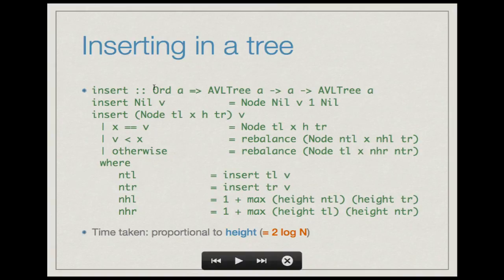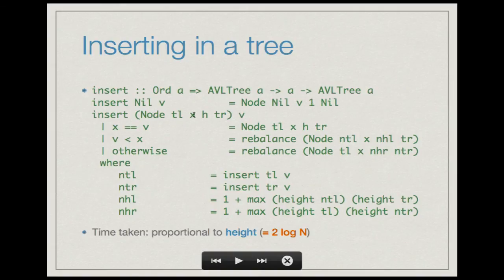More important is insert and delete. Here we see how to use rebalance. Insert is a function which has the signature Ord a implies AVL tree a, arrow a, arrow AVL tree a. This is the input tree. This is the value to be inserted. That is the output tree. Insert v in the nil tree is nothing but node nil v 1 nil. Notice that we enter the height of the tree when we create the single node tree.